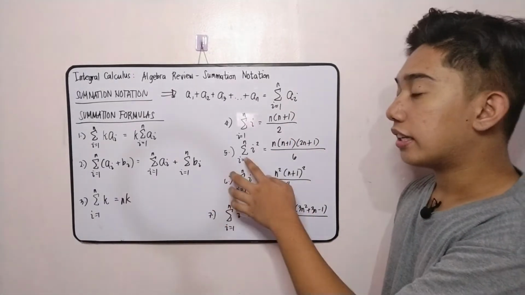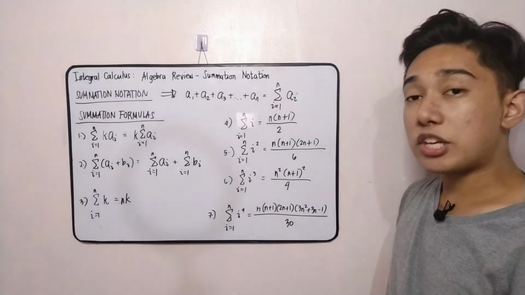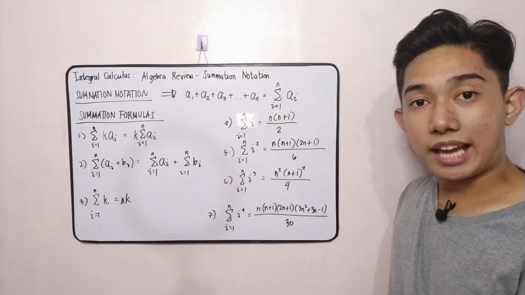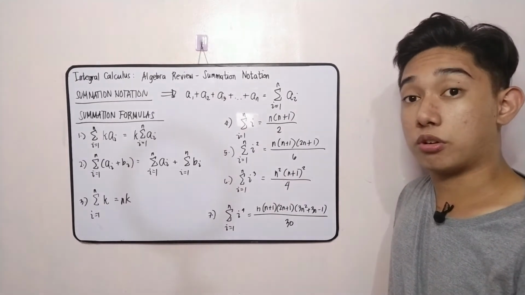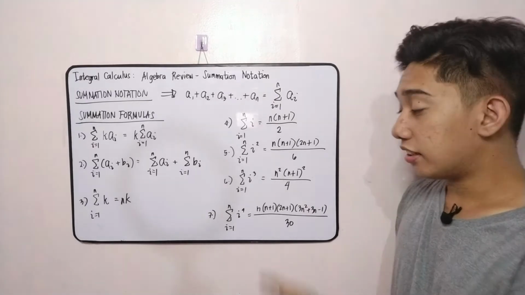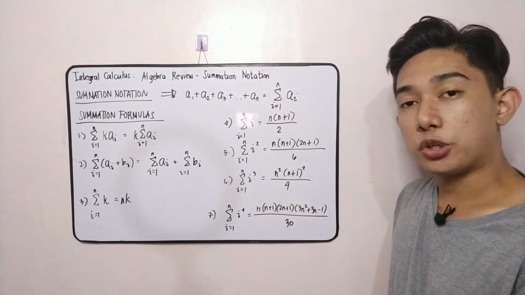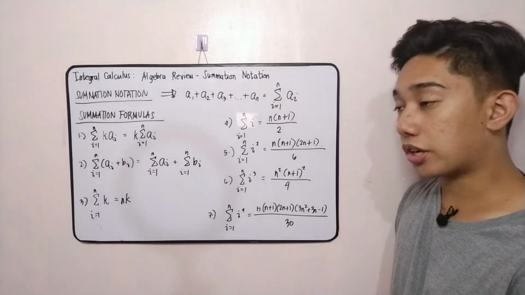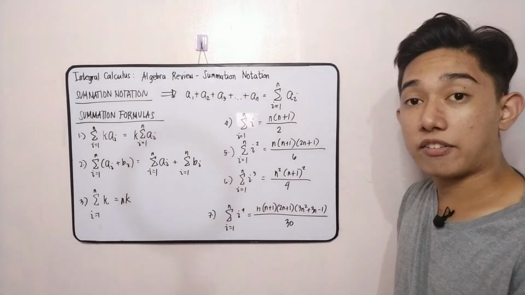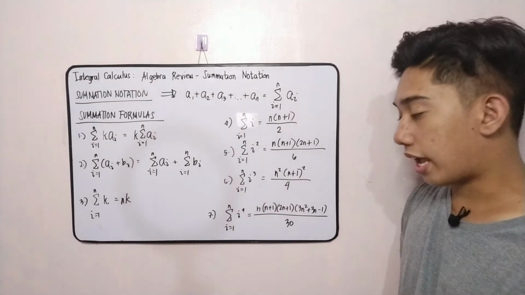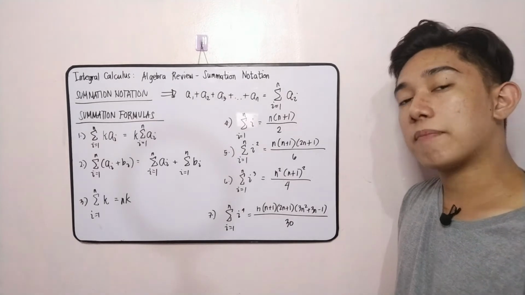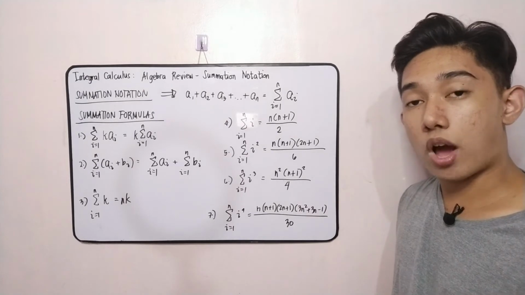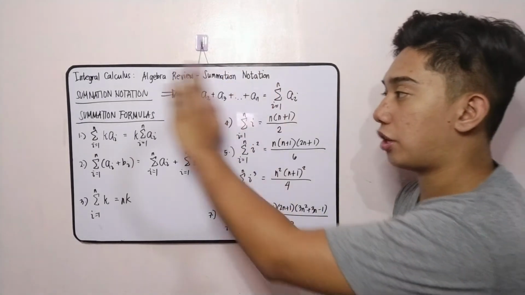So, for the number 5 rule, the summation of i squared from i equals 1 to n is equal to n times quantity n plus 1 times quantity 2n plus 1 all over 6. And for the 6th rule, we have the summation of i cubed from i equals 1 to n is equal to n squared times quantity n plus 1 squared all over 4. And for the last one, we have i raised to 4 from i equals 1 to n is equal to n times quantity n plus 1 times quantity 2n plus 1 times quantity 3n squared plus 3n minus 1 all over 30. So, yan po yung ating summation formulas.